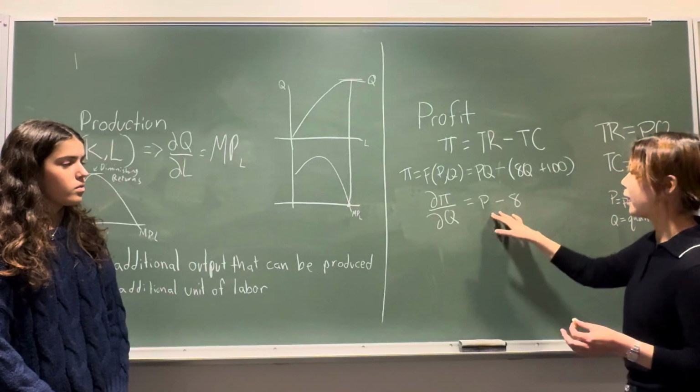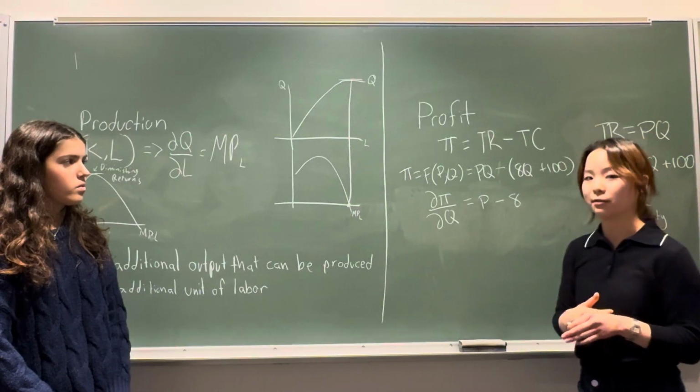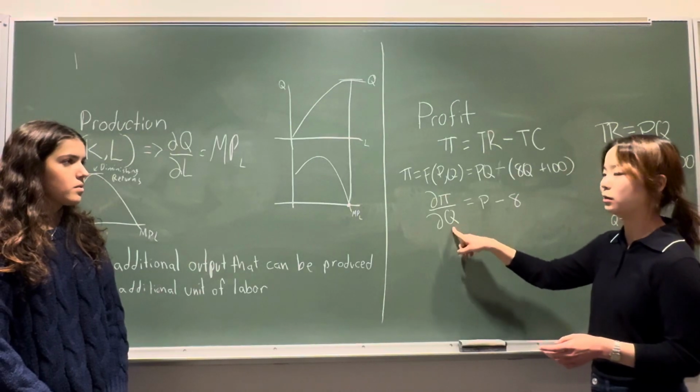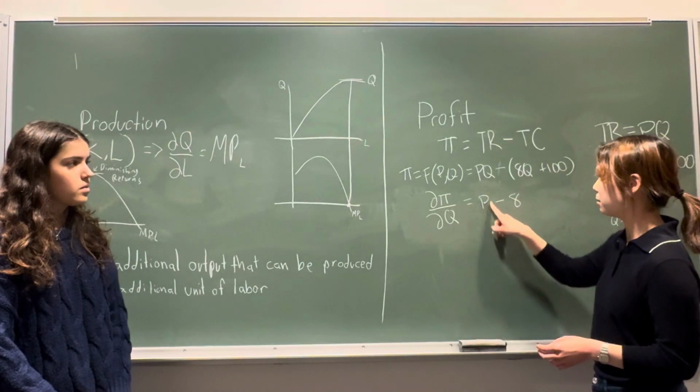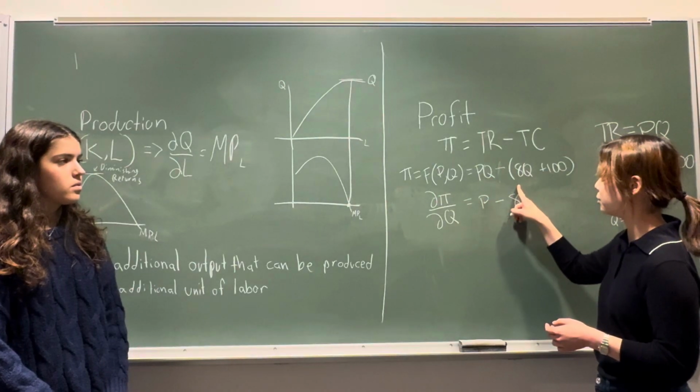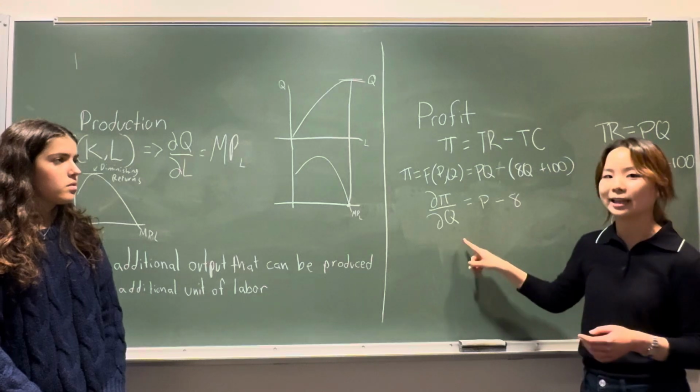And price is how much you get for that one unit of output whenever you sell it. So if you sell one unit of output, you get P in revenue, but then you lose $8 because you had to spend those $8 to create that one more unit.